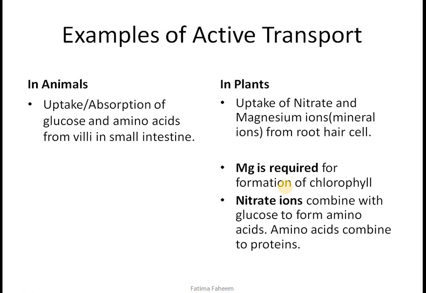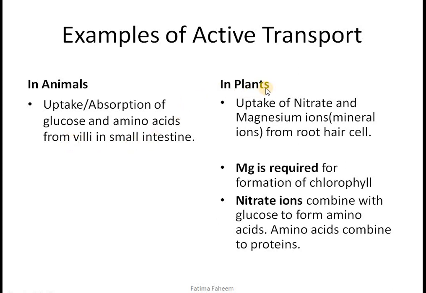Okay, let's see the examples of active transport in animals and in plants. In animals, maybe you would have heard about it before, but let me repeat that in the small intestine, there are some villi. Villi are finger-like projections which help in absorption. What absorption? Of glucose and amino acids. Both of these are taken up by the small intestine into the villi by active transport. It means that we need to have energy to let glucose and amino acids be absorbed in villi in the small intestine.